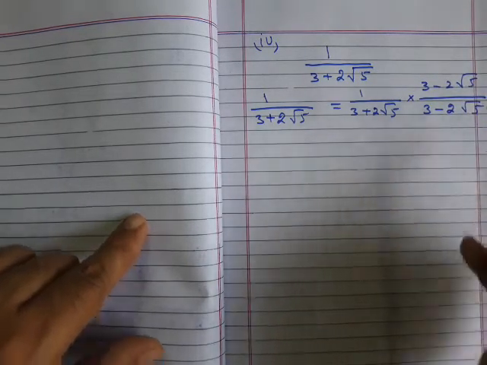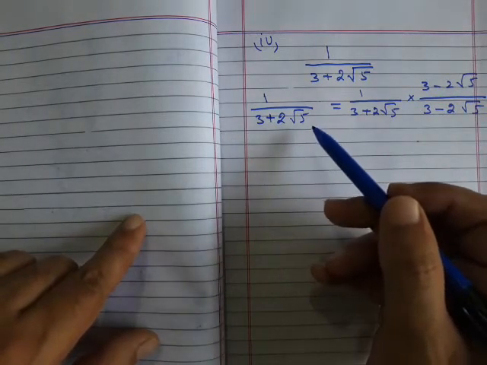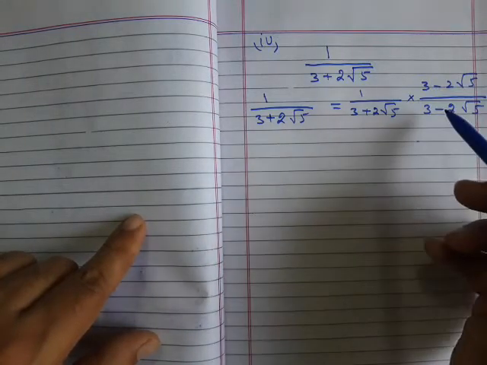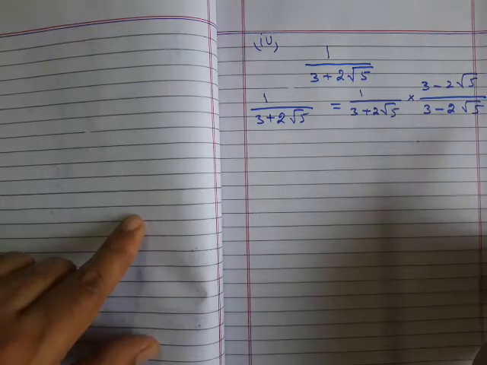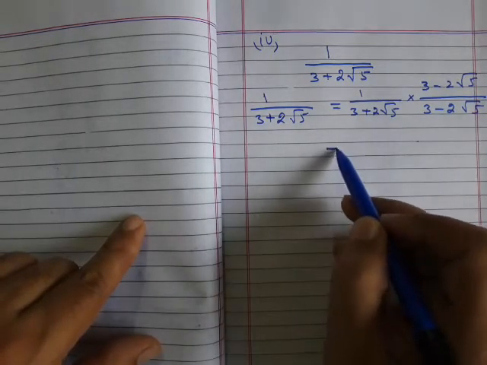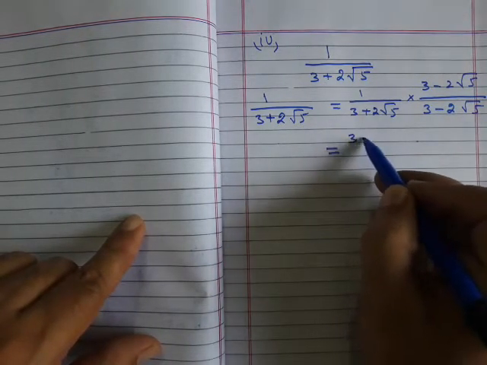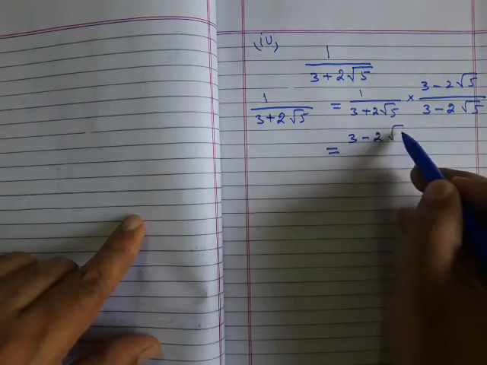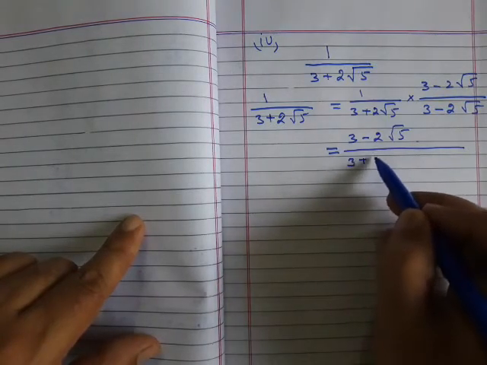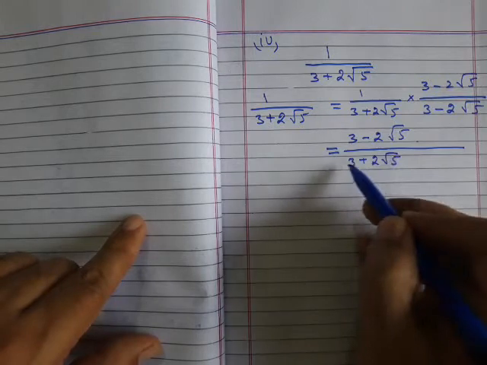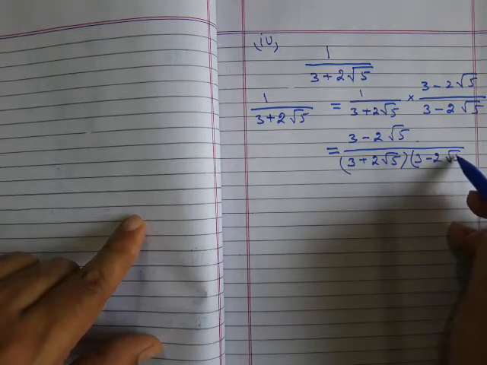Multiply and divide by the conjugate of the denominator. Denominator 3 plus 2 under root 5, its conjugate is 3 minus 2 under root 5. Now multiply and divide by 3 minus 2 under root 5. Now we have to solve it. 1 into 3 minus 2 under root 5 remains same. 3 minus 2 under root 5 over 3 plus 2 under root 5 into 3 minus 2 under root 5.